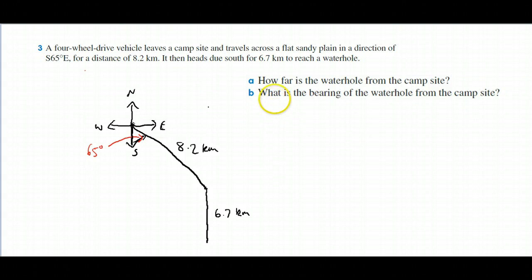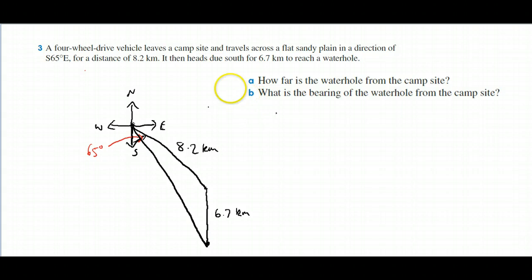Okay, now the actual information we need to find is here. How far is the waterhole from the campsite? So here was the waterhole at the end of their journey. That's the waterhole was at the end of the 6.7 kilometers south. So we've got to work out how far it is from the campsite, which was back here, right down to the waterhole, which is there.